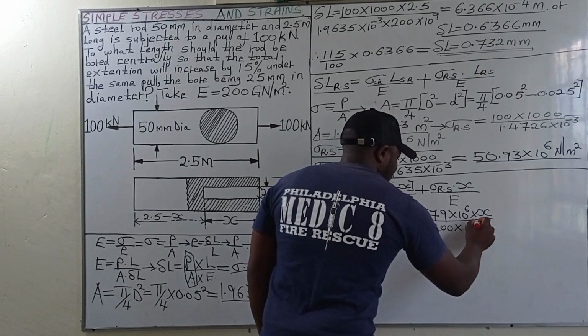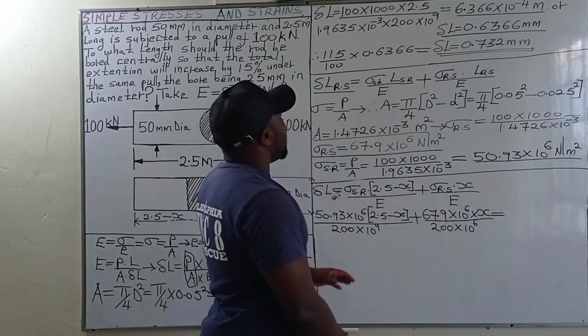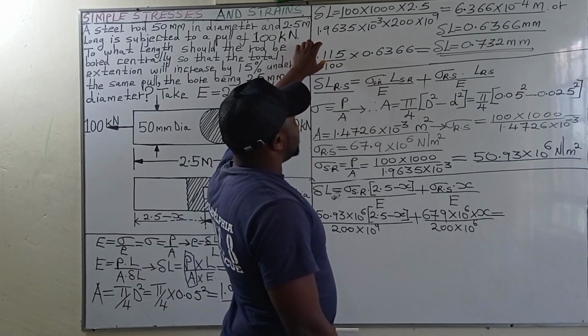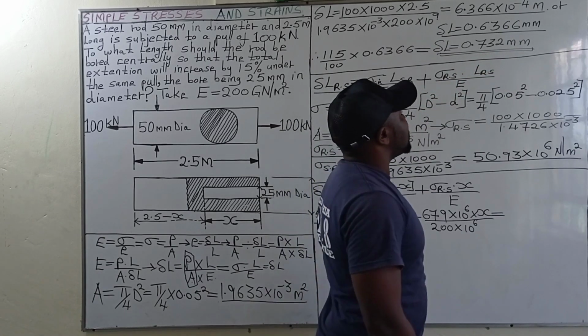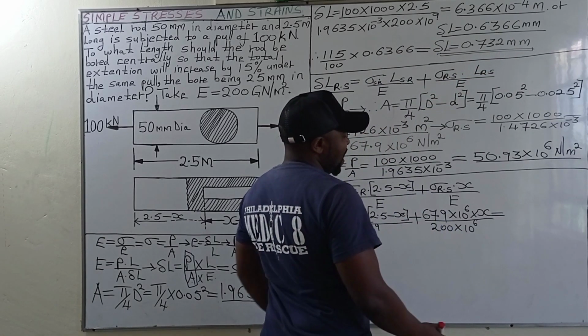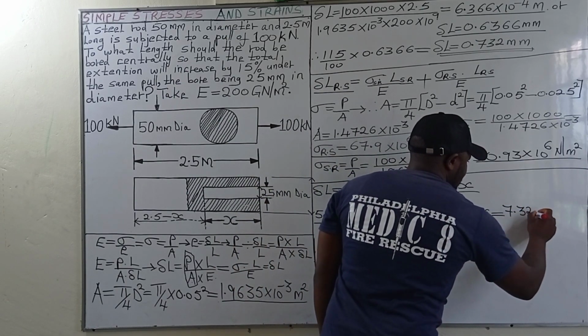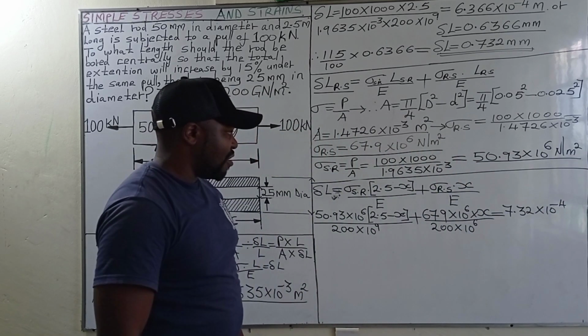200 times 10 raised to the power of 9, is equal to the elongation that was increased by 15%, which is 0.732 millimeters, and in meters is going to be 7.32 times 10 raised to the power of -4. So that is what we are going to have.